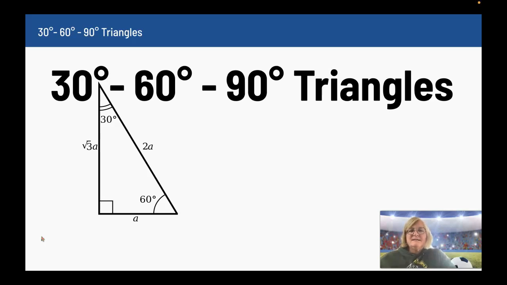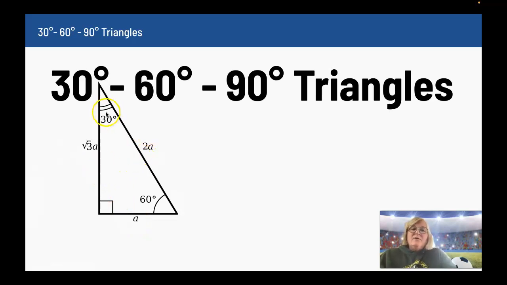As I said in the last video, there are two special triangles in geometry. One of them is the 45-45-90-degree triangle, which was in the last video. And this one is the 30-60-90-degree triangle. In the 30-60-90-degree triangle, I have no angles that are equal to each other, so no sides are going to be equal to each other either.